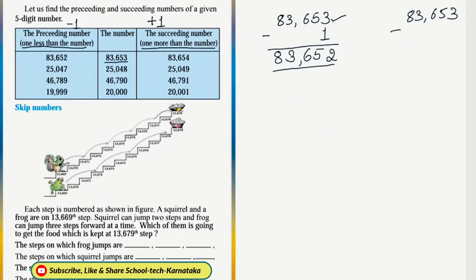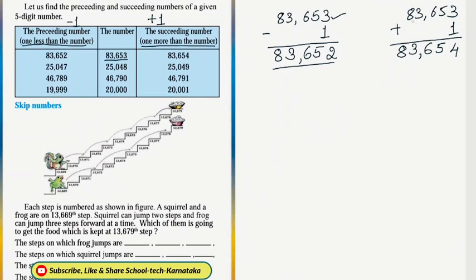How do we find the succeeding number now? We add 1 to the given number. So if we add 1 to 3, we get 4. The rest of the digits stay the same: 5, 6, 3 and 8. So the succeeding number of 83,653 is 83,654.